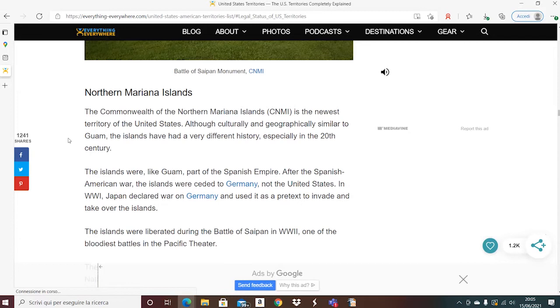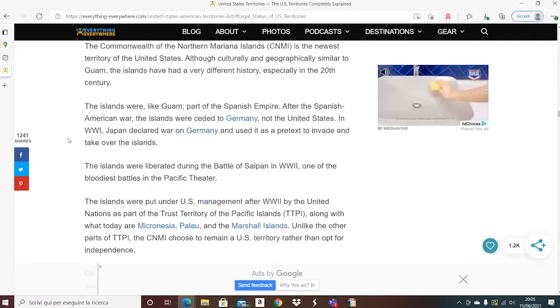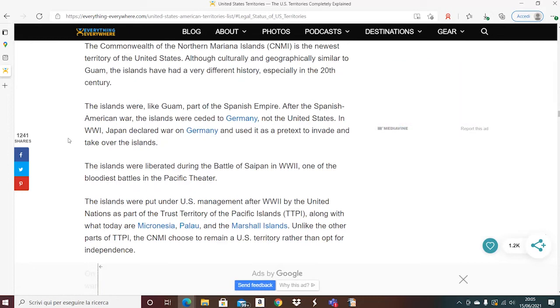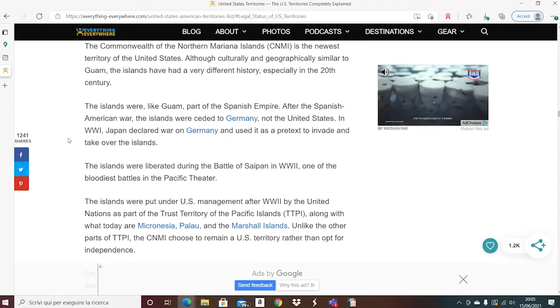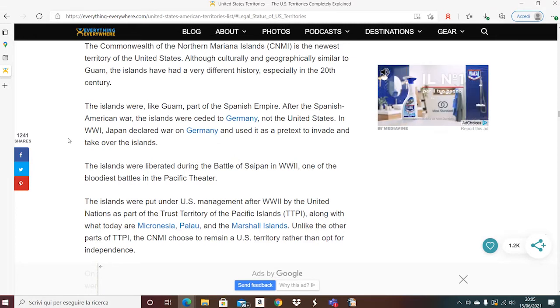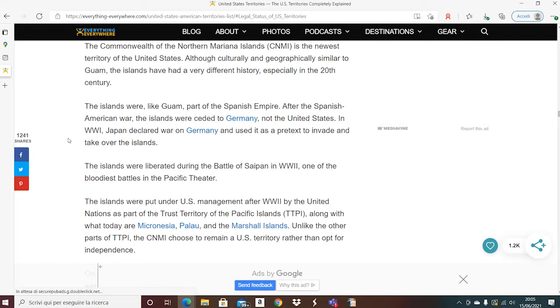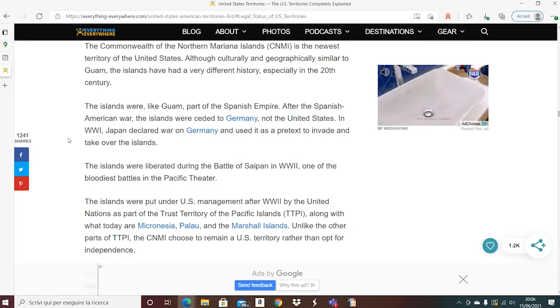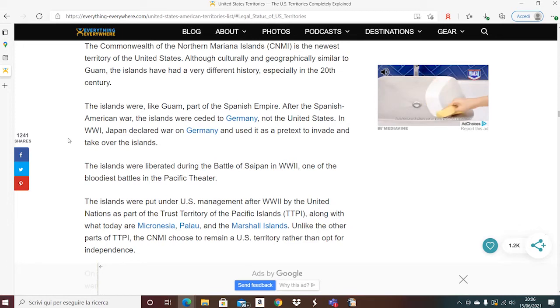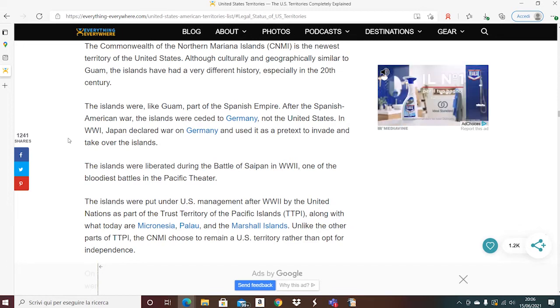The islands were, like Guam, part of the Spanish Empire. After the Spanish-American War, the islands were ceded to Germany, not the US. In World War I, Japan declared war on Germany and used it as a pretext to invade and take over the islands. The islands were liberated in the Battle of Saipan in World War II, one of the bloodiest battles in the Pacific theater.